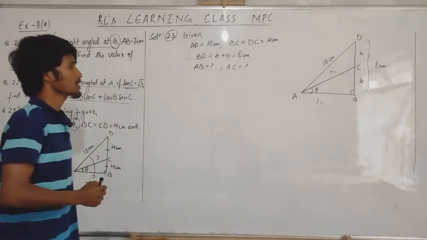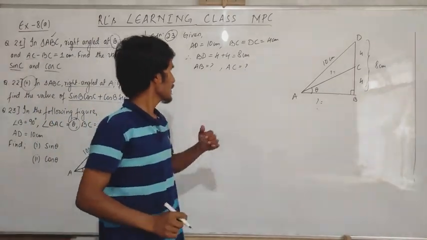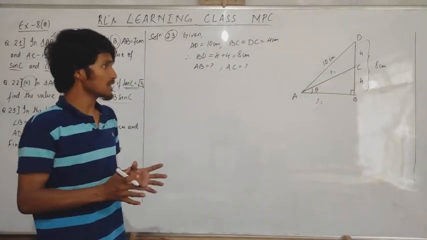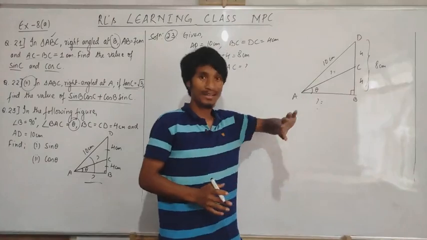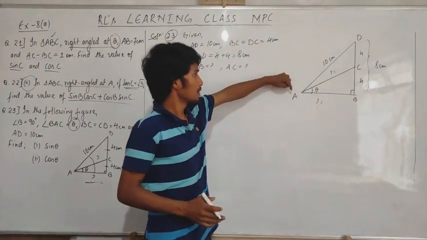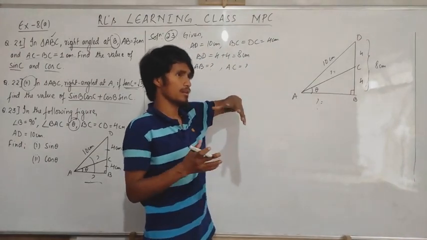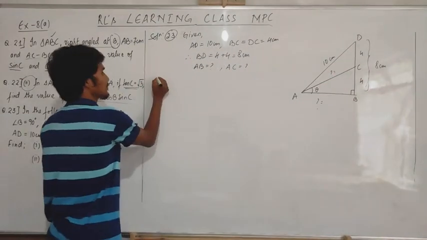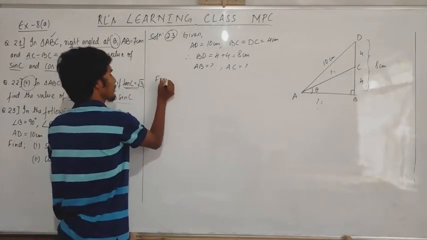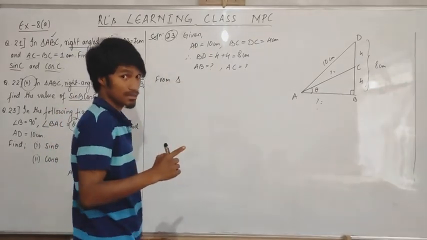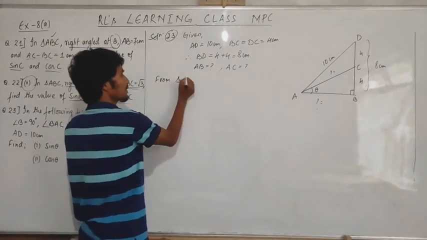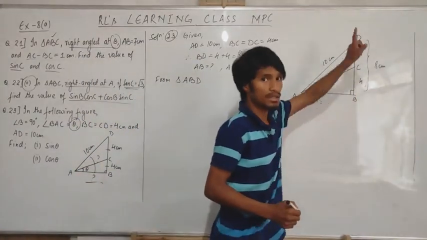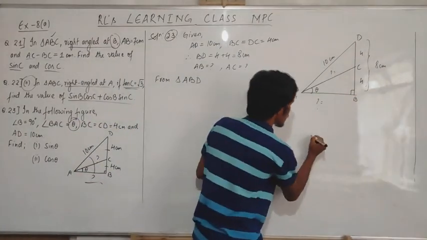Very simple to find this one. Now to find AB and AC, we have to check the triangles. To find AB, we'll take first this big triangle, ABD. From this larger triangle ABD, first I'll take this one. If you are confused, I'll draw it separately like this.